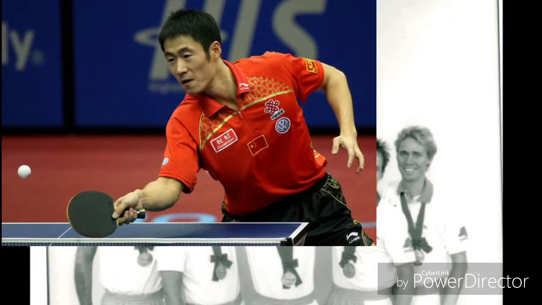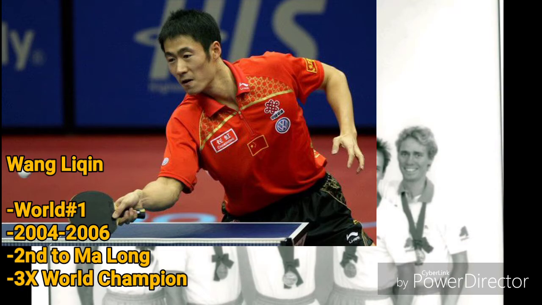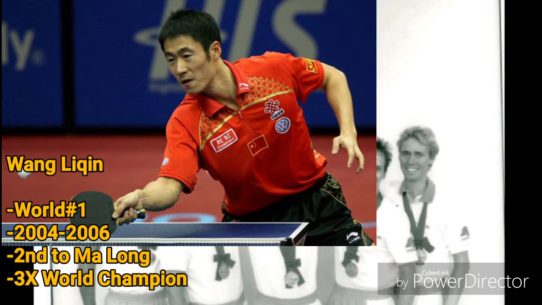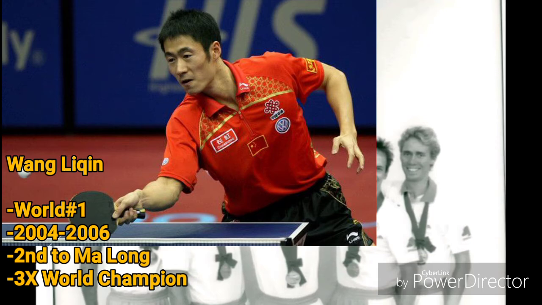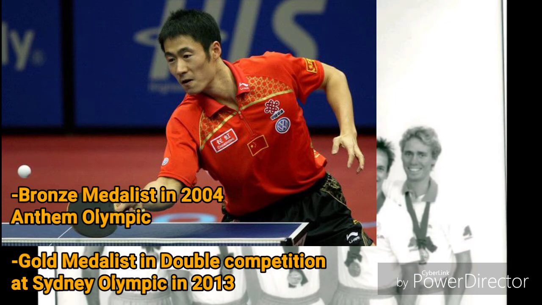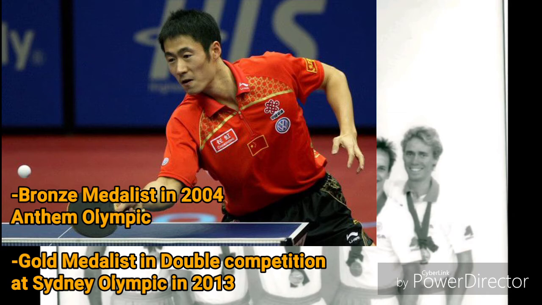Wang Liqin. Like Ma Long, Liqin was the world number 1 table tennis player for 25 consecutive months from 2004 to 2006, according to the ITTF rankings. This record is second only to Ma Long's current record of over 30 months. In addition to this, he is a 3-time world champion, a bronze medalist in the singles competition in the 2004 Athens Olympics, and a gold medalist in the doubles at the Sydney Olympics in 2000. He also won gold medals in team competitions alongside Wang Hao and Ma Lin.